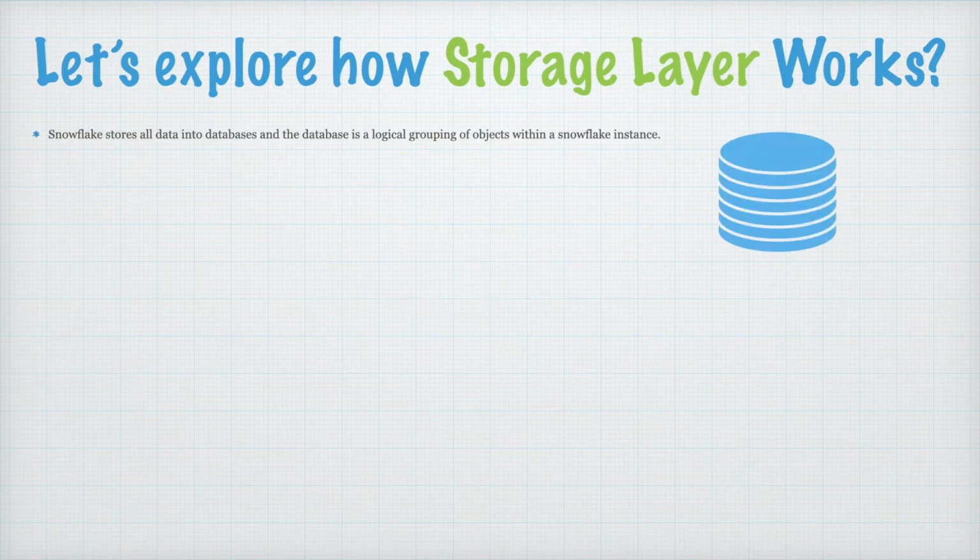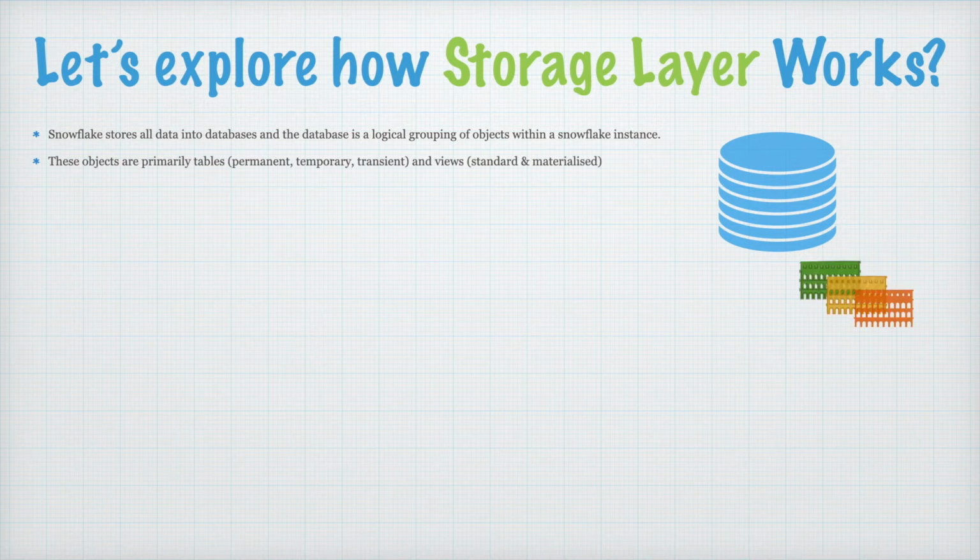Snowflake stores all data in a database, and the database is a logical grouping of objects within the Snowflake instance, very similar to traditional data warehouse or database systems. These objects are primarily tables, classified as permanent, temporary, and transient tables. And it can also be a view, which could be a standard or a materialized view. Again, it is a very simple and common concept across all the databases.